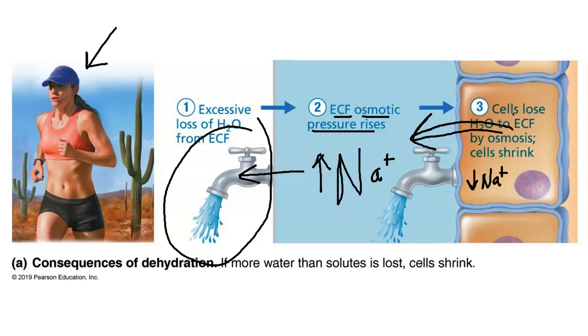So if I have low solutes, I'll have a high water concentration. If I have high solutes, then I'd have a lower water concentration. And so water moves by osmosis from its area of high to low. And when water moves, you can see that they're showing us in the picture that the cells shrink up. Okay, and that's what dehydration is all about.